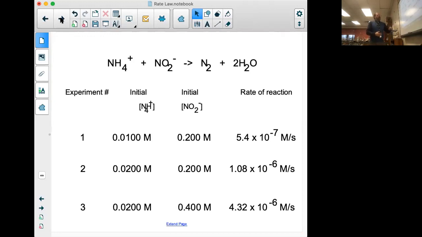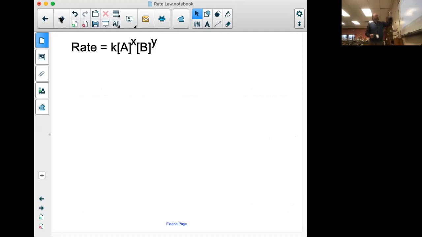So we're looking at these three different reactions. We have a concentration of 0.0100 molar, 0.200 molar, and a rate of reaction of 5.4 times 10 to the minus 7 molar per second. You have the other two. Now, we choose these specifically because between the first and the second reaction, the concentrations are the same. When we put them in the equation that way, they'll cross out. We do the same thing for the second and the third reaction because when we compare those, they will cross out as well. So looking at our rate of reaction, we find out what the x and y values are.